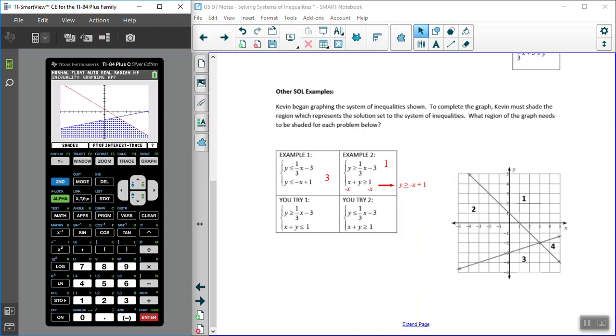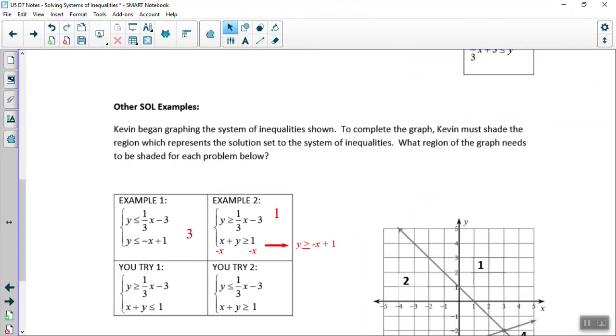And when you go to try on your own, you can try these at home using Desmos, or you can wait till you get to class and do these with the graphing calculator. All right, so let's move on.